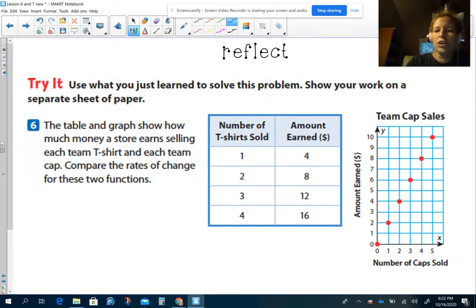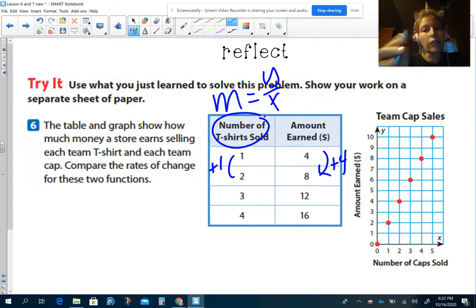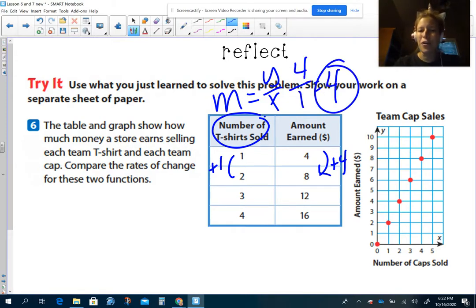So let's talk about the t-shirts. Let's look at our rate of change for the t-shirts. Did you try to find the change of y over change of x? Let's see, +4 and +1. So y over x would be a 4. So did you get 4 for the t-shirts? I hope you did. Okay, let's look at the rate of change for my graph.